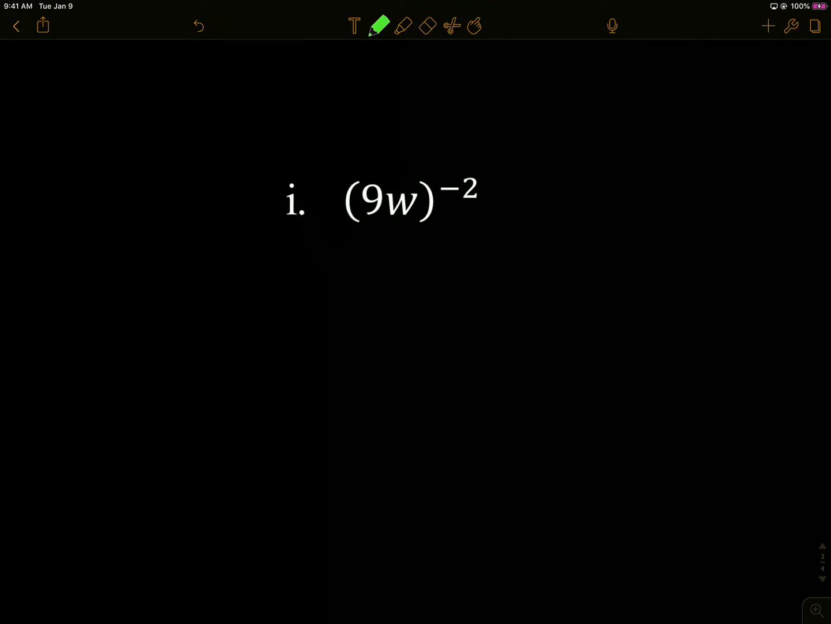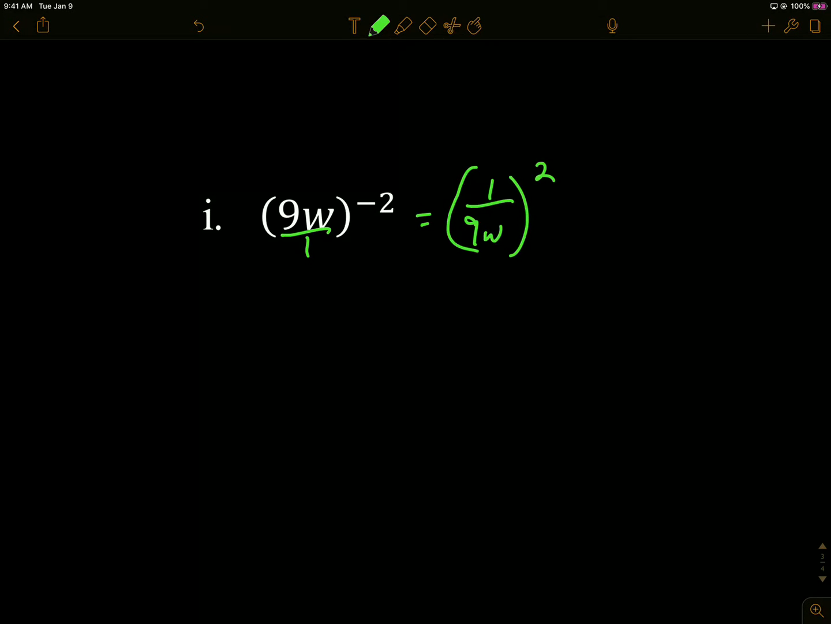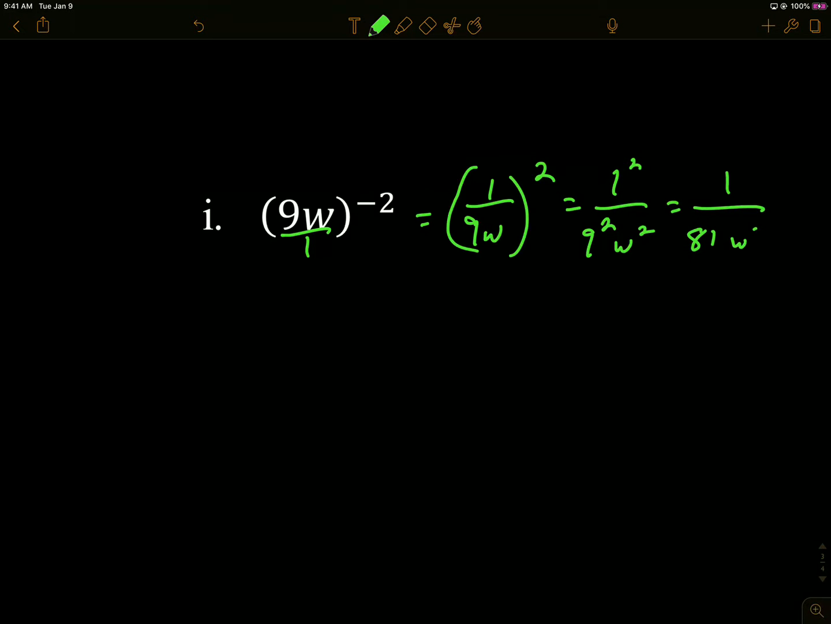All right, let's try this one. There's a couple ways you can go about this. I see a negative exponent on the outside, so I think of the fraction as that. So I'm going to flip the fraction and make my exponent positive. Now I can do 1 squared over 9 squared w squared. So 1 squared is 1, 9 squared is 81, w squared.